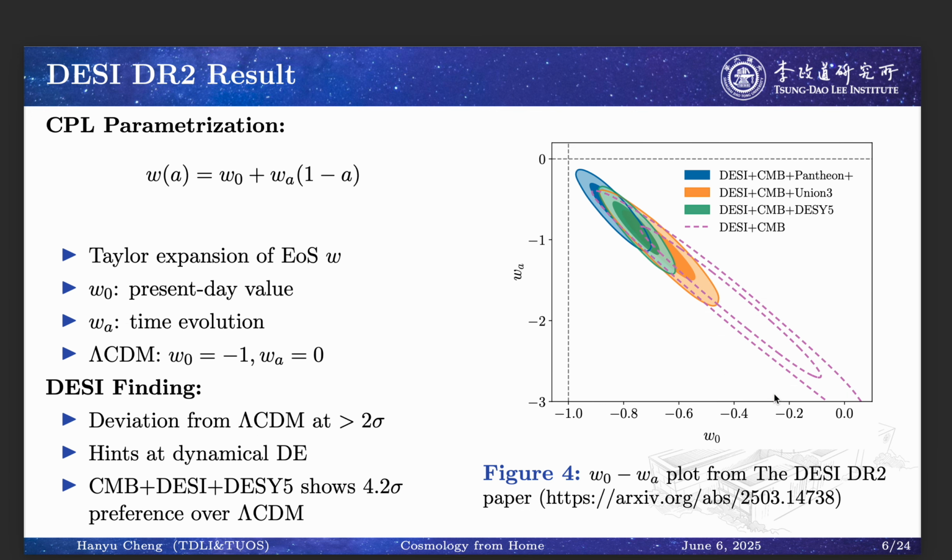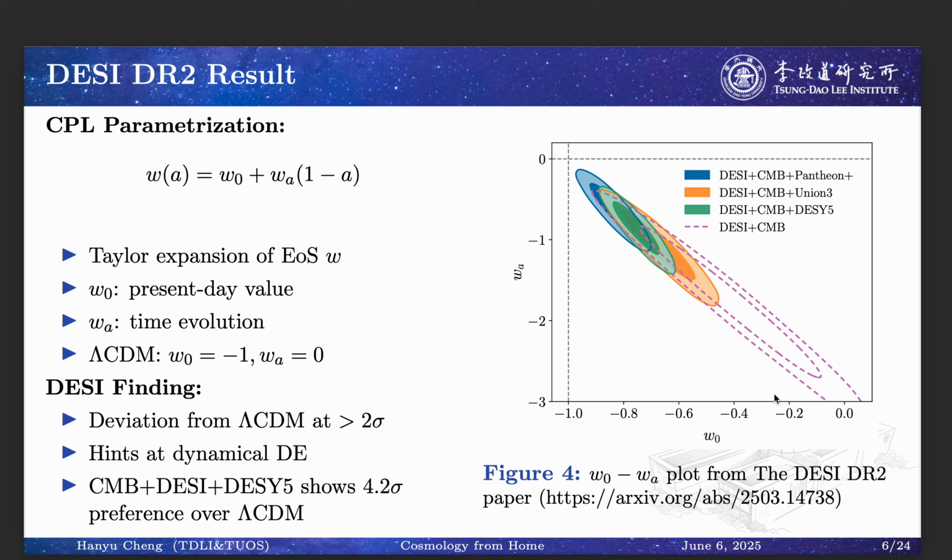This is the recent DESI DR2 result. I think most of you know this result. They use the CPL parameterization to test dynamical dark energy. In the CPL model, w0 is the present value of the equation of state of dark energy, and wa measures how dark energy evolves with the scale factor.